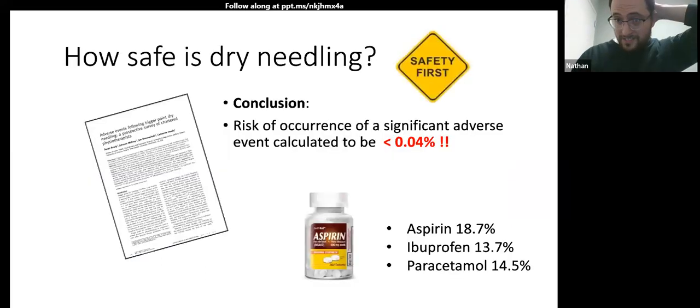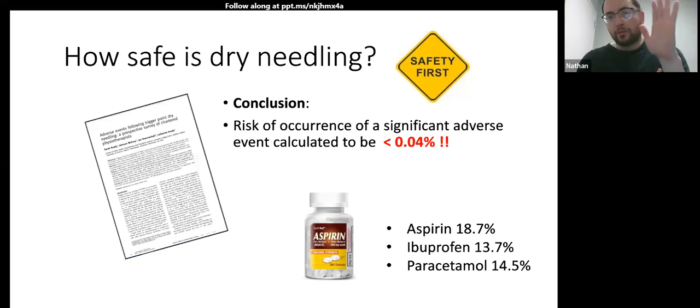So everyone's probably asking, how safe is this? It's actually relatively safe. If you think about, for example, aspirin, aspirin has an 18.7% adverse reaction rate, meaning a negative effect from a medication. Dry needling, in contrast, has a 0.04% adverse reaction rate, and that's including bad bruising.